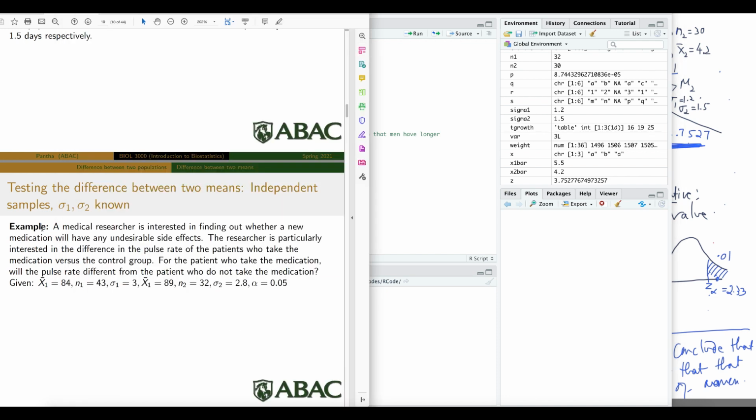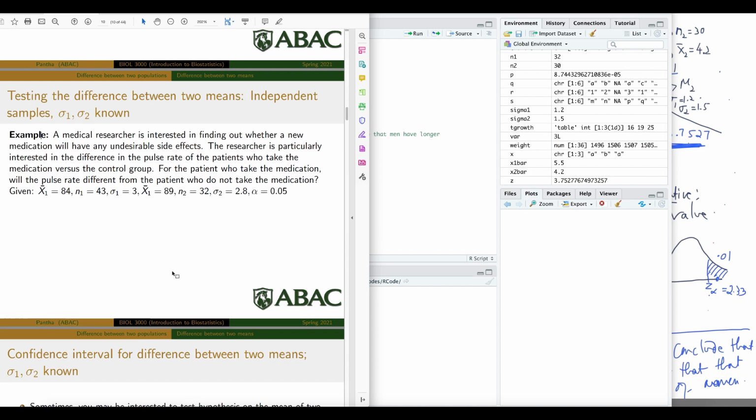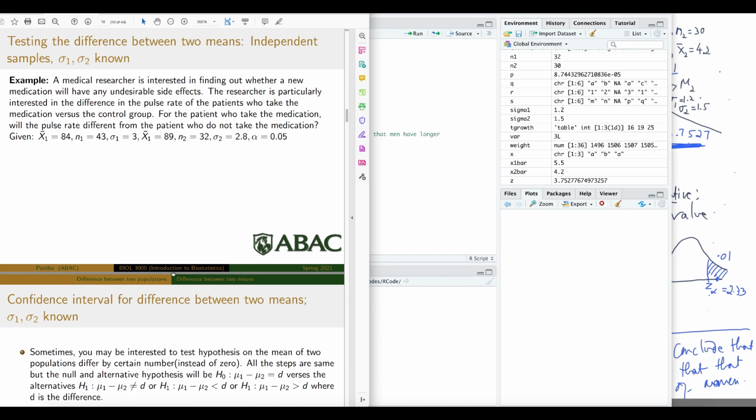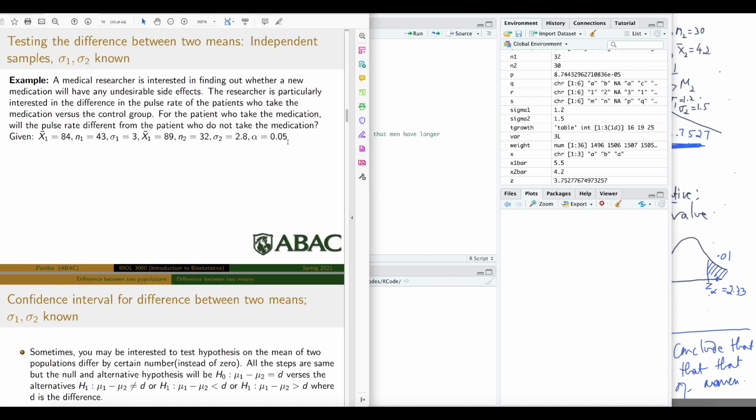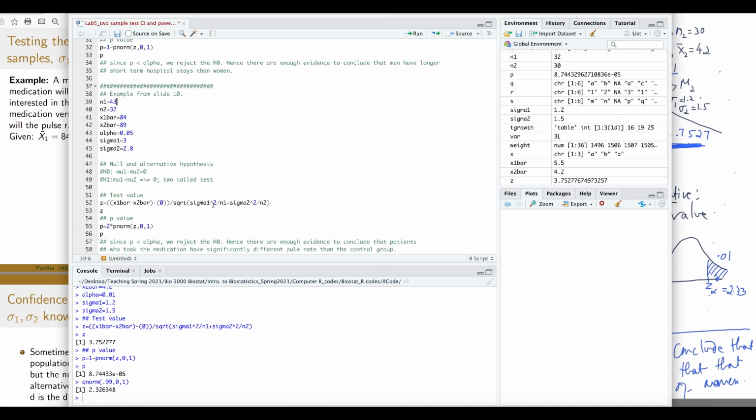So from slide number, I think this is slide 10, right? Okay. See, I have the example from slide 10. N1 is 43, N2 is 32, X1 bar is 84, X2 bar is 89, and so on. And alpha is, see, I just copied everything from there. Okay. So now, what is the null hypothesis?